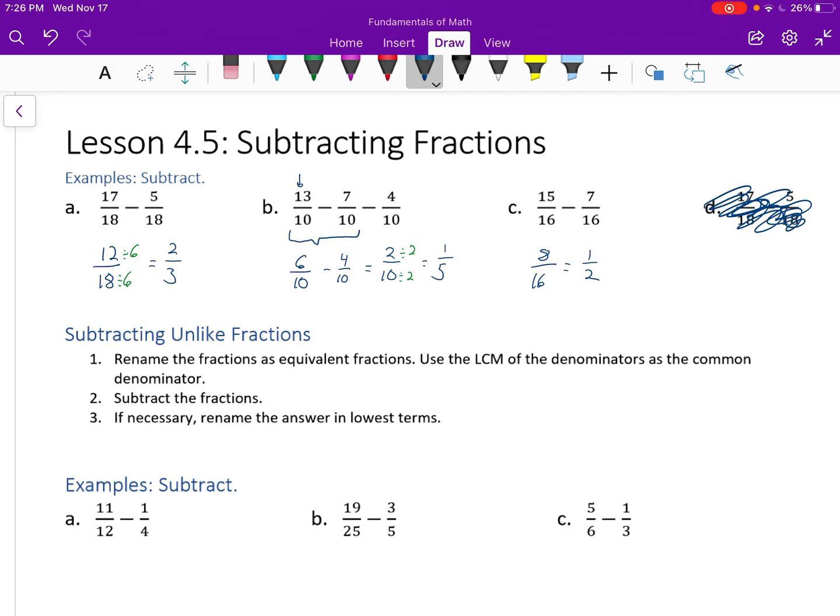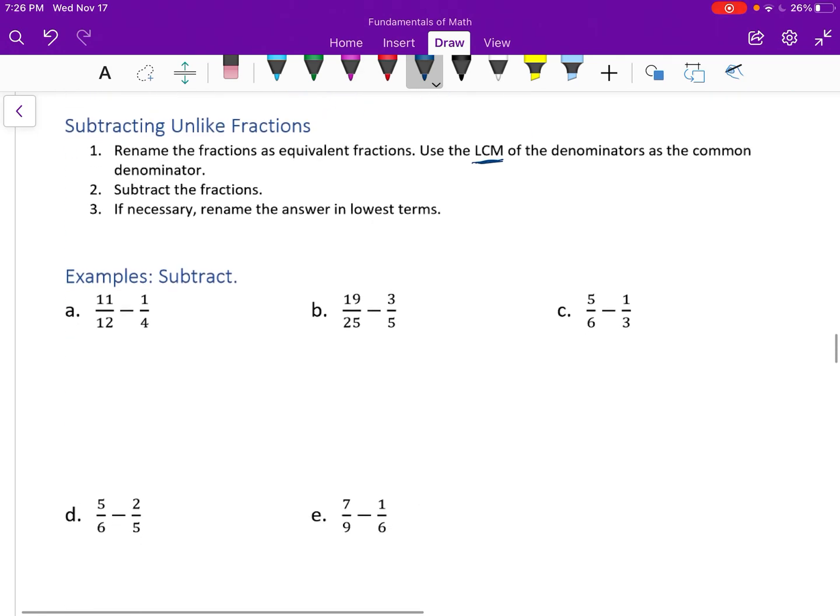Now, for subtracting unlike fractions, we will have to rename the fractions as equivalent fractions. We want to find the least common multiple. So when we're talking about denominators, we actually call that the least common denominator. So we want to rename as necessary, and then subtract the fractions and put it in lowest terms. Here's a few examples of those.